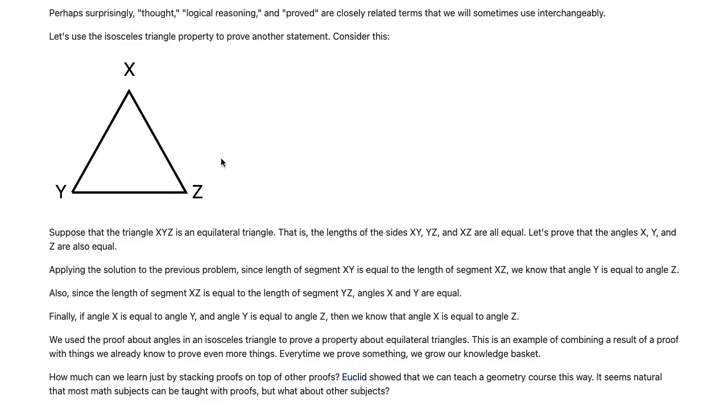Also, since the length of segment XZ is equal to the length of segment YZ, angles X and Y are also equal. Finally, if angle X is equal to angle Y and angle Y is equal to angle Z, then we know that angle X is equal to angle Z. We use the proof about angles in an isosceles triangle to prove a property about equilateral triangles. This is an example of combining a result of a proof with things we already know to prove even more things. Every time we prove something, we grow our knowledge basket.